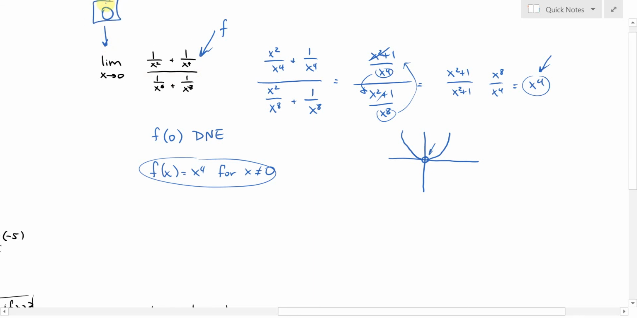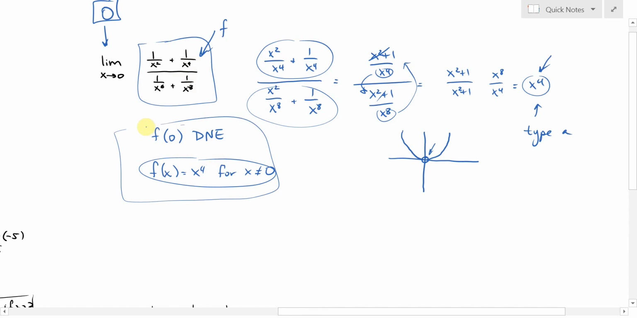So notice that we started with a type D problem. It was an indeterminate form, but with a little bit of algebraic manipulation, we found common denominators. It simplified to something very simple. X to the 4th was type A. Type A means it was continuous. The function itself is continuous. The original function is not, just because, remember, f of 0 doesn't exist. But this thing that we transformed it into was type A. You plugged it in. It gave you a simple answer, 0. Everything worked out splendidly. All right, let's switch over to green.